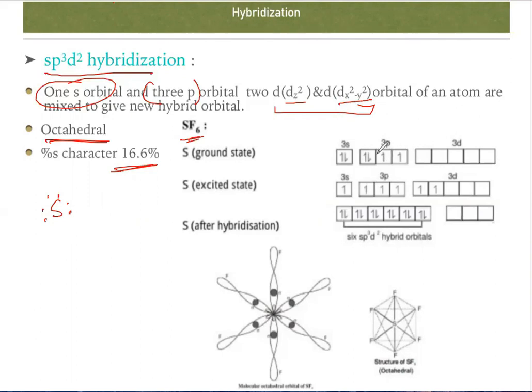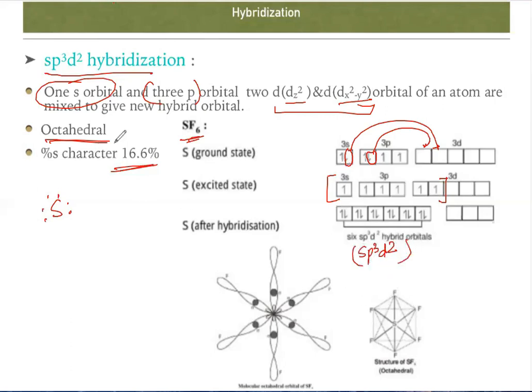So how will the unpaired electrons form? 1 electron from 3p will jump to 3d and another electron from 3s will jump to 3d. So a total of 6 unpaired electrons has been created. Now these 6 unpaired electrons are going to combine with fluorine. So what is the hybridization? The participation of orbitals is sp3d2.